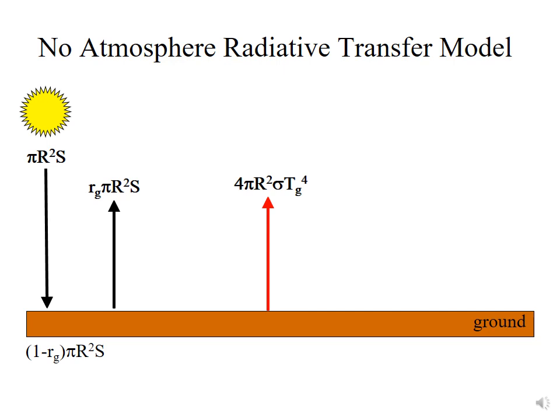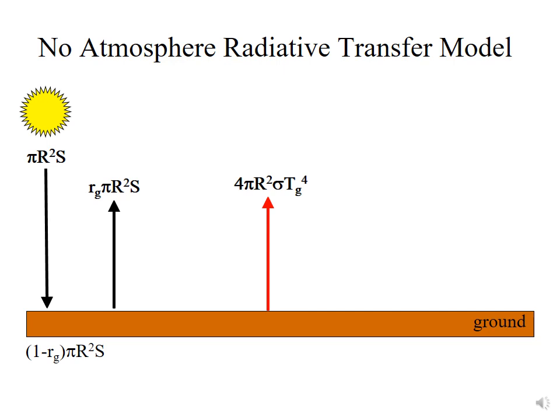And the reflectivity of the ground is defined by Rg. So that's Rg, the reflectivity of the ground, times pi r squared S, the amount of radiation that is reflected off of the Earth's surface. Consequently, the amount of radiation absorbed by the ground is 1 minus Rg, so whatever wasn't reflected is absorbed, and that's pi r squared times S as well. So that defines the shortwave radiation streams: the incoming, the absorption, and the outgoing.